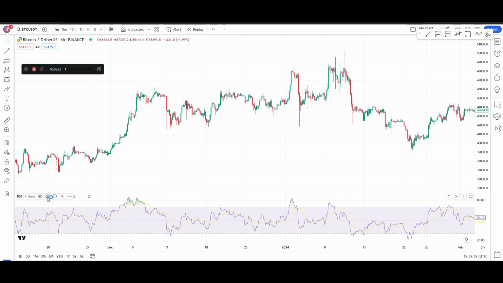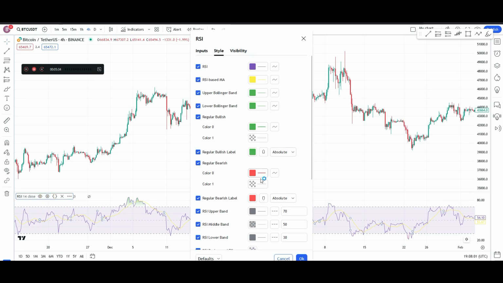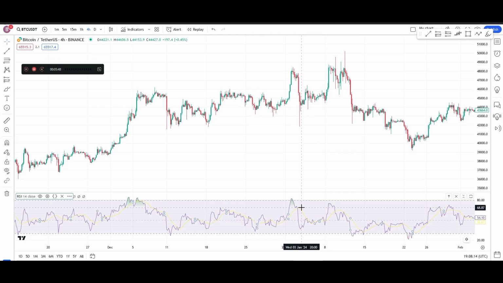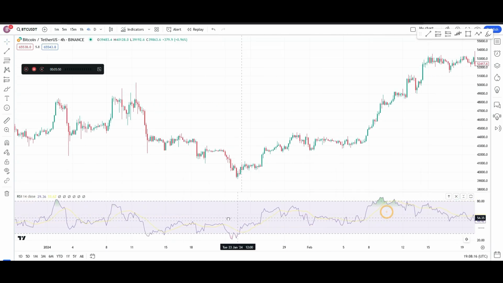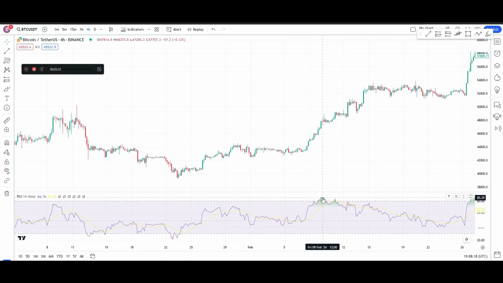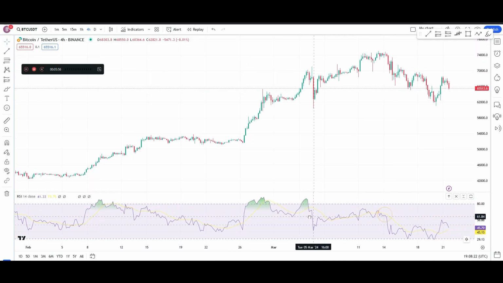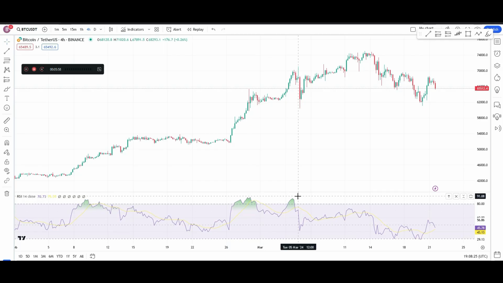On the RSI settings, click here, then go to the style. This is the upper band of the RSI. We can change this to 80. Then the 50, you could remove the 50 like this and click OK to adjust, to filter the noise. Now we can filter some of the noise, though you can't totally filter the noise.